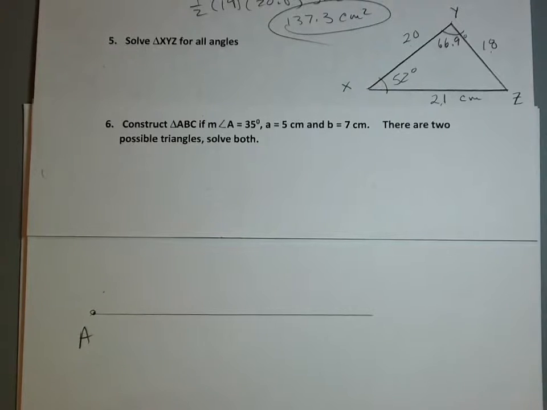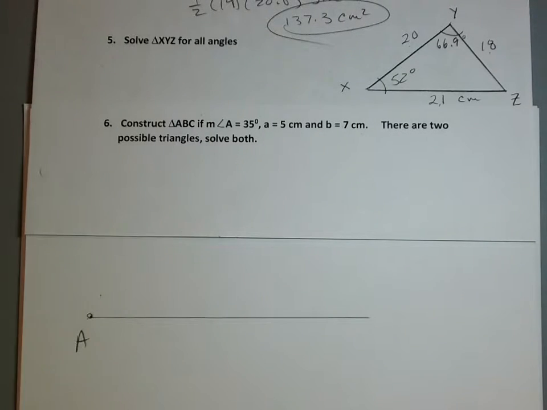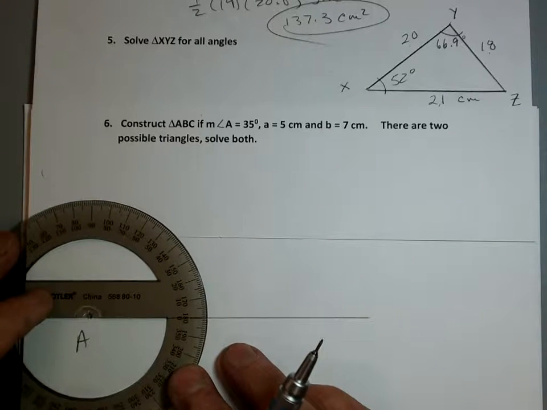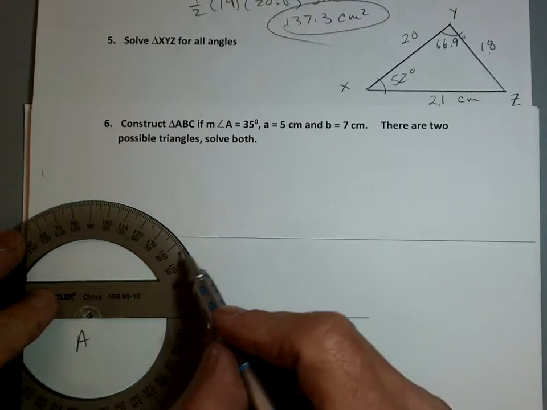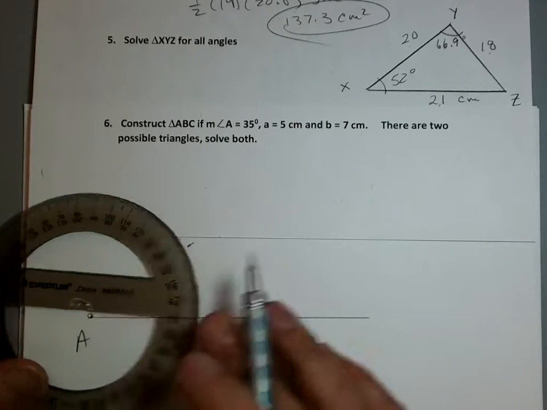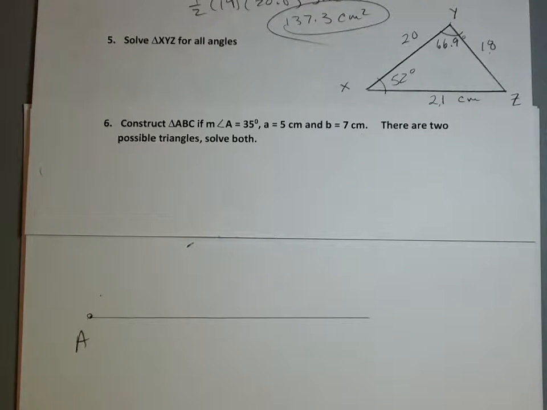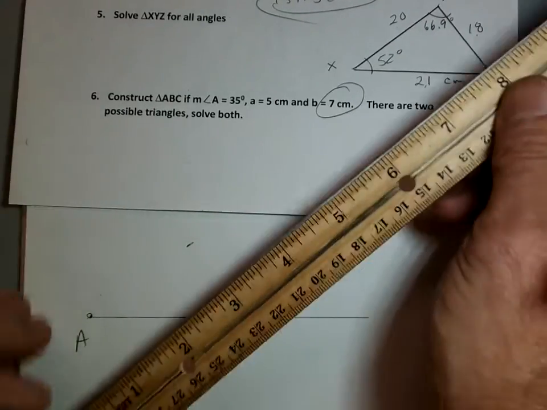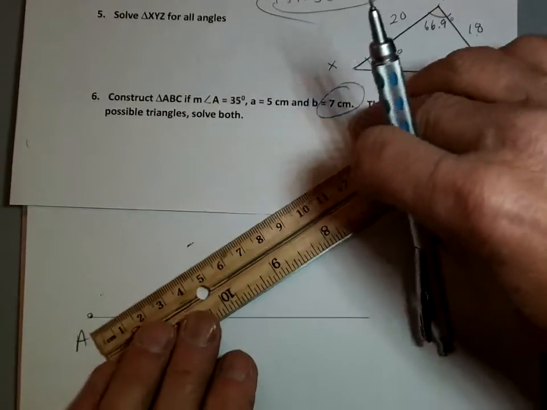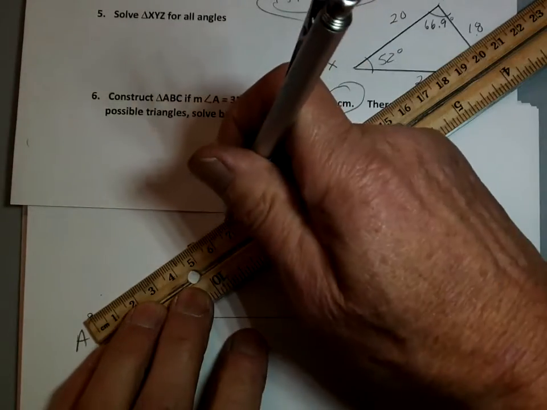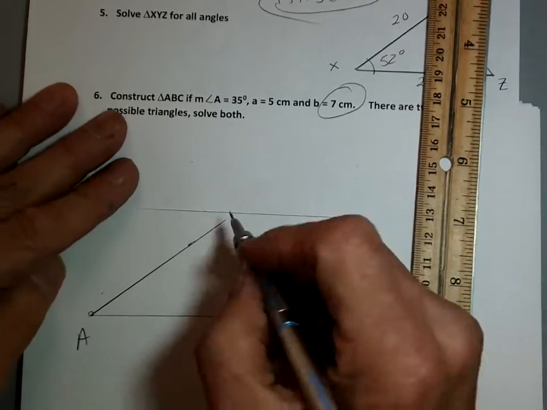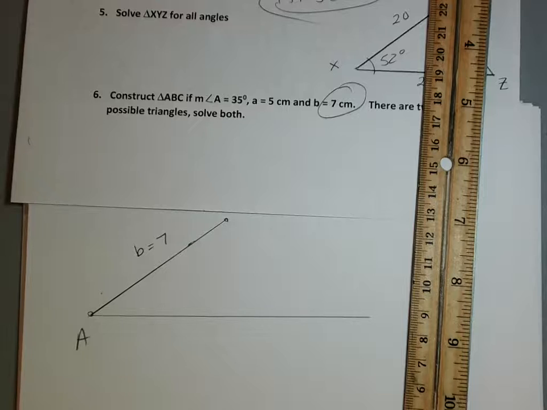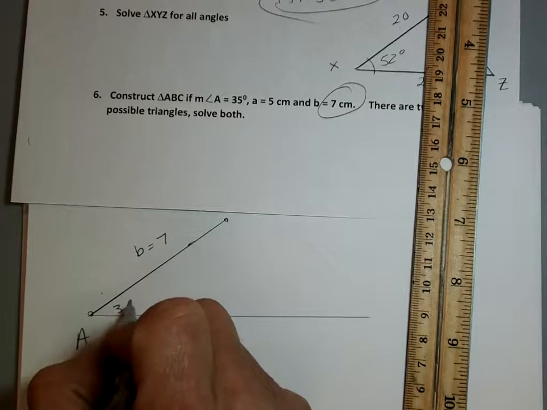terminal side of my triangle. I needed a 35-degree angle, so I use my protractor. Zero it out. 10, 20, 30, 35. Okay. I'm going to draw this length 7. So I'm going to draw side B, 7 centimeters, and I got it right about there. So this is side B at 7 centimeters. This is 35 degrees, which is A.